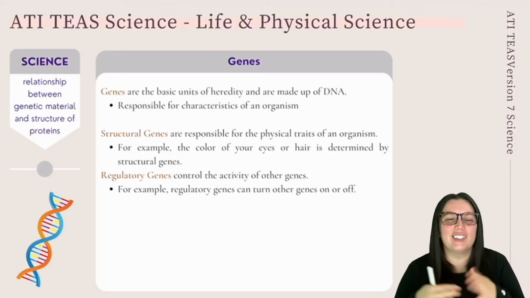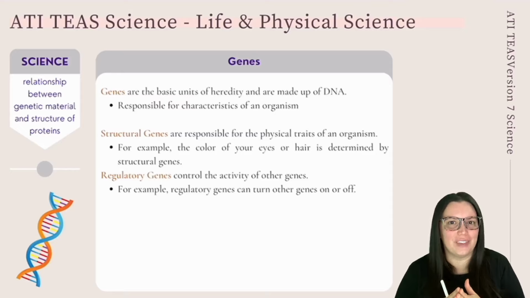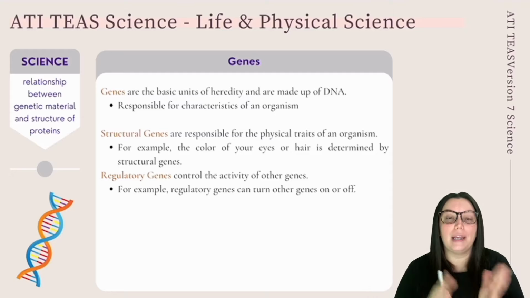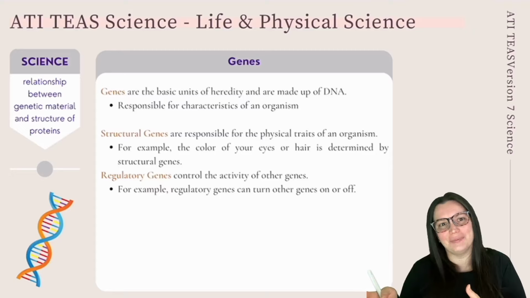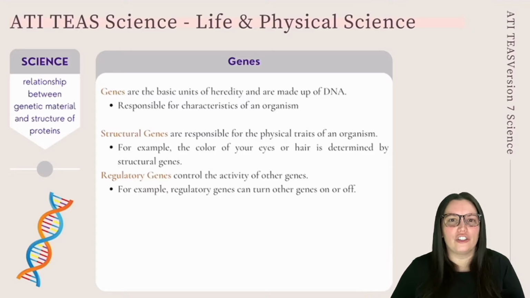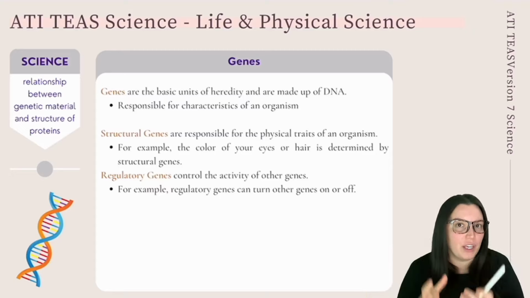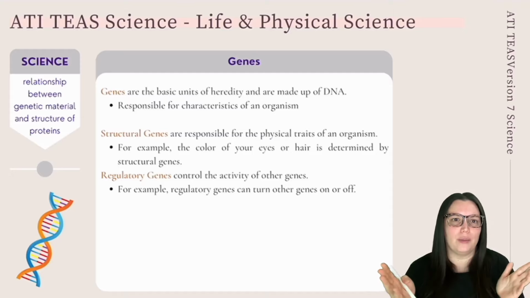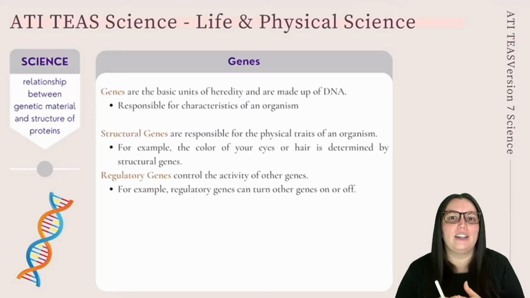Next, we have those things called genes. Genes are the basic units of heredity. They are made up of DNA and are responsible for the characteristics of an organism. Genes are passed down from parent to offspring. Each gene has instructions on how to make a specific protein. Proteins are large molecules that perform many functions throughout the body, and it's estimated that there are a total of 25,000 genes in the human body.